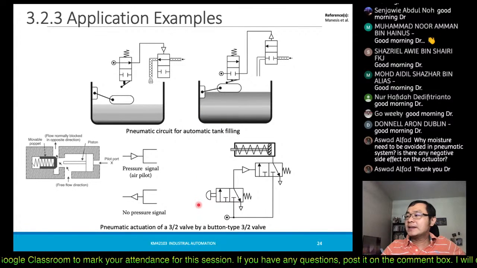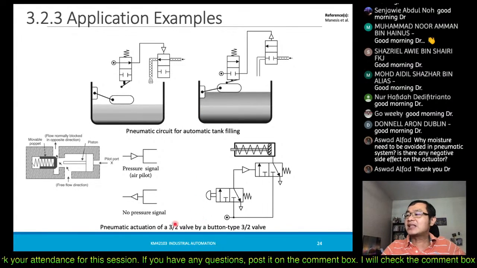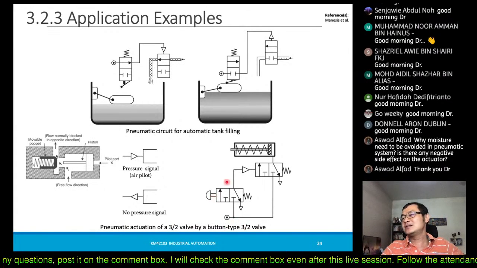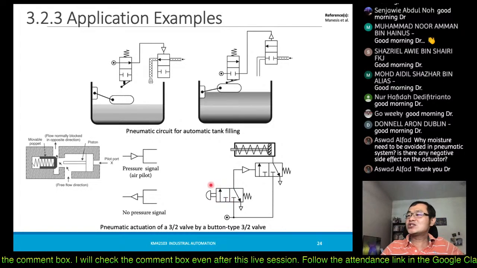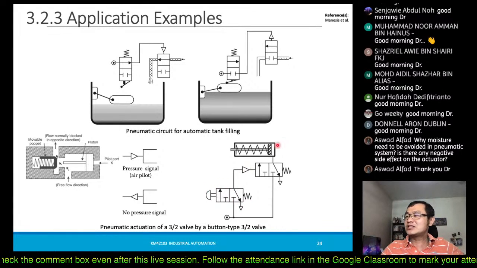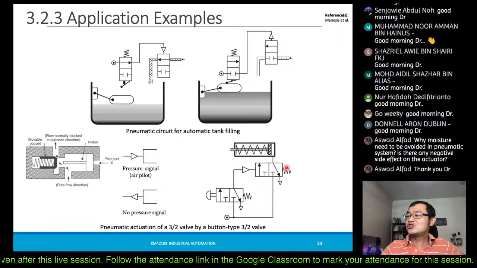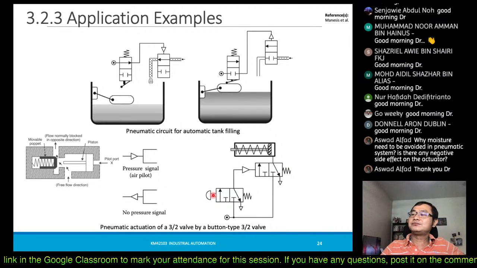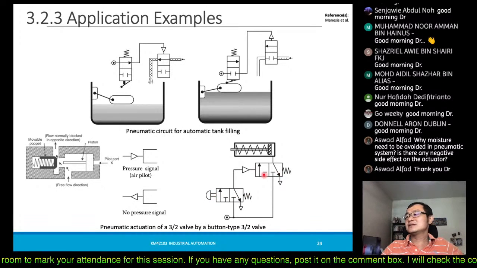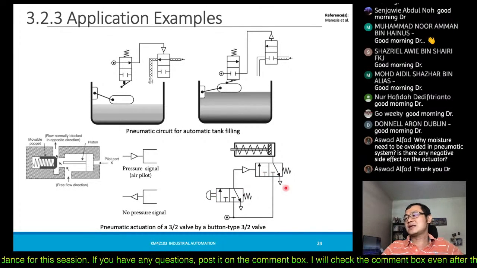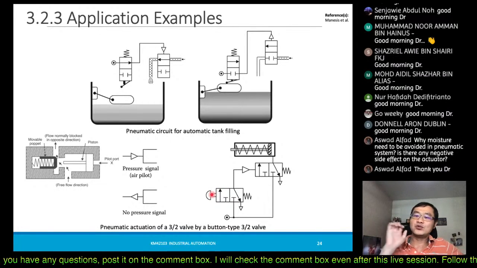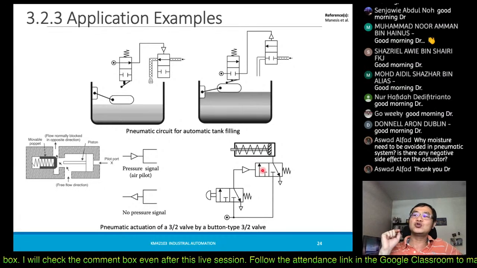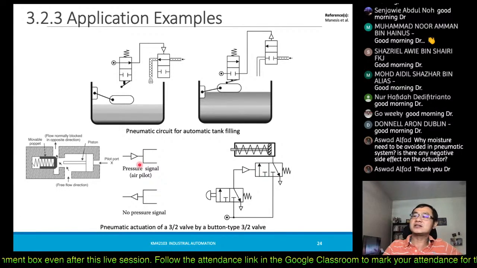There is also what we call activation of a valve by another valve. This is the idea of activating this valve, which is exactly the same valve as this one, only with a button. So why do we use two of the same valve? The only difference is this one is a manual push button, and this valve is activated through pressure, so you have a pressure signal.